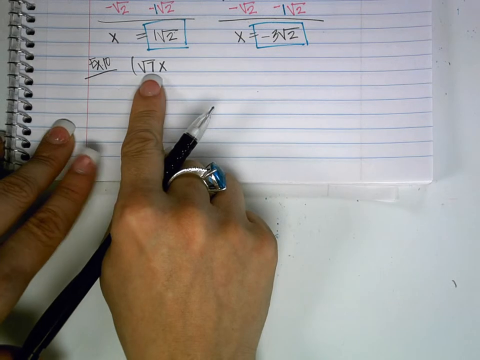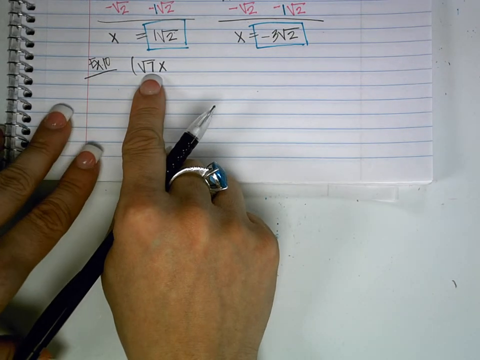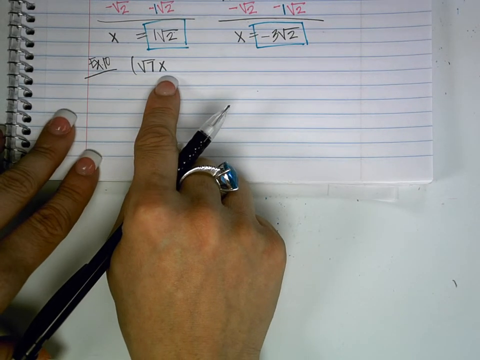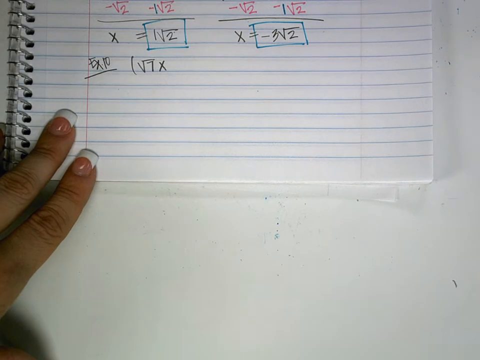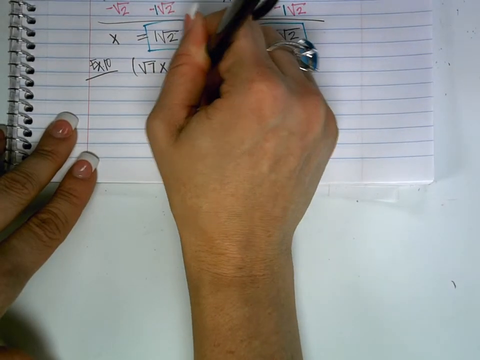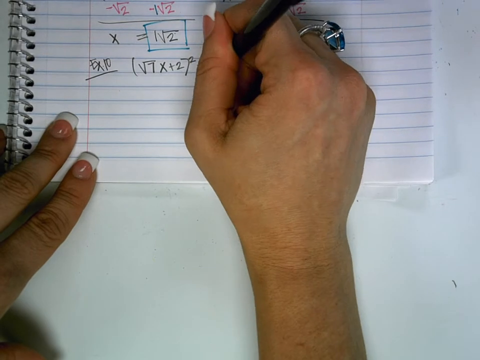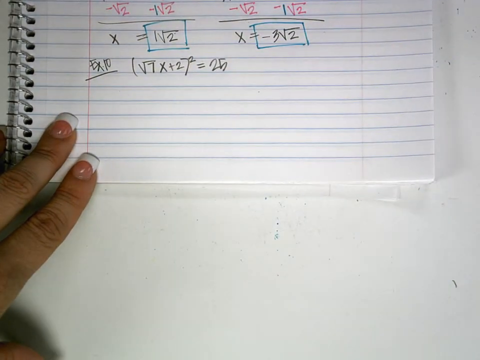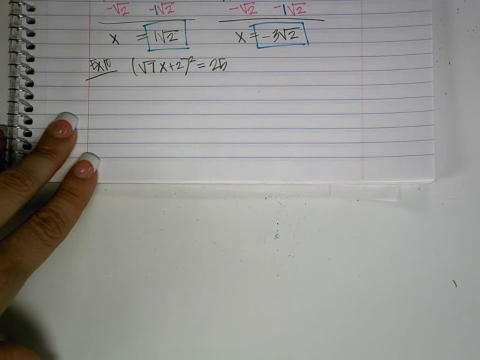Now, notice when I write this, the root does not go over the x. It's next to it, okay? Plus 2, quantity squared, equals 25. Root 7x plus 2, quantity squared, equals 25.